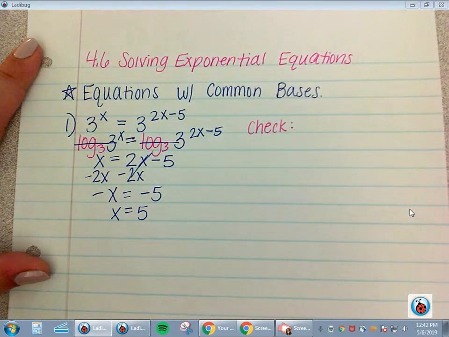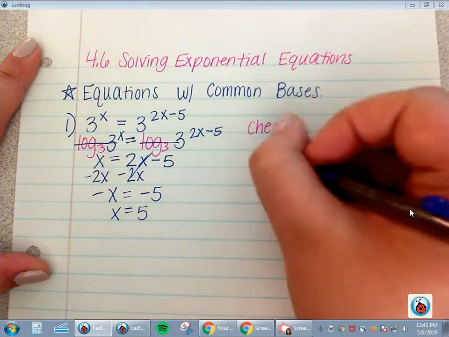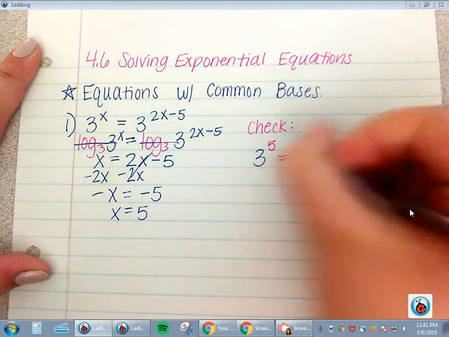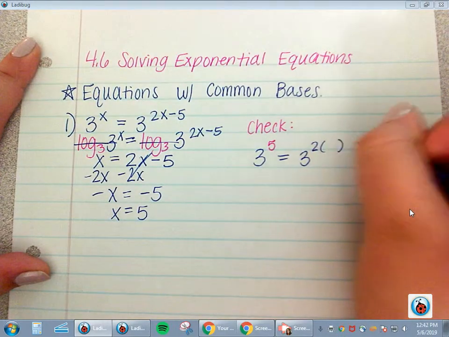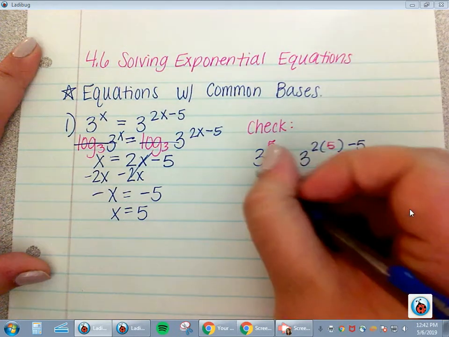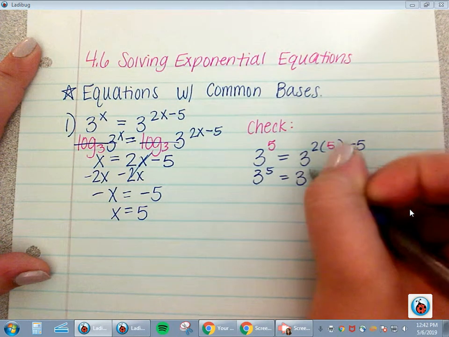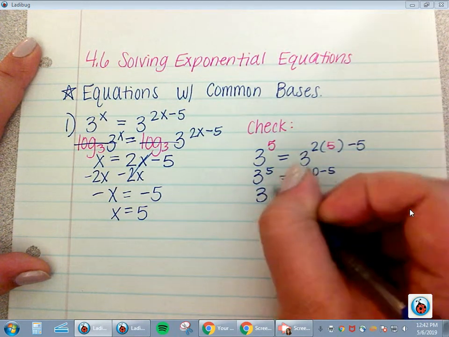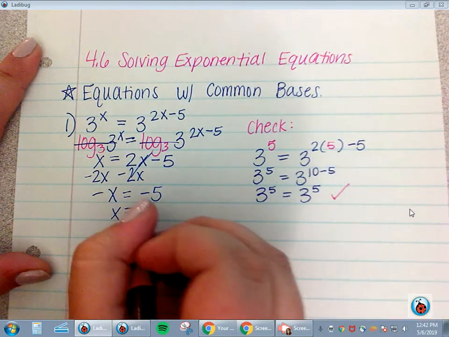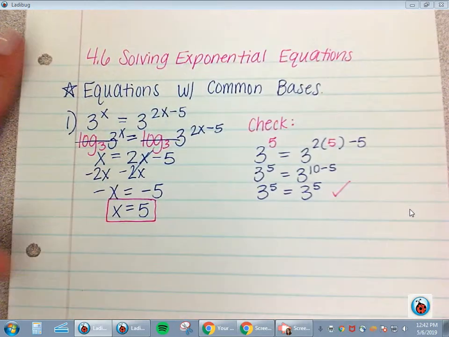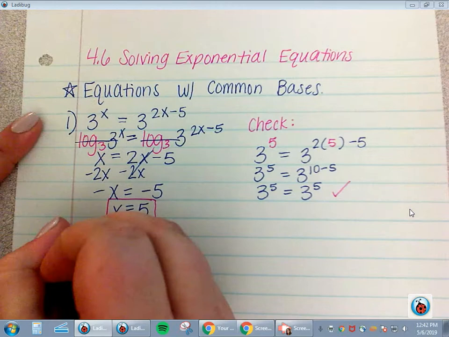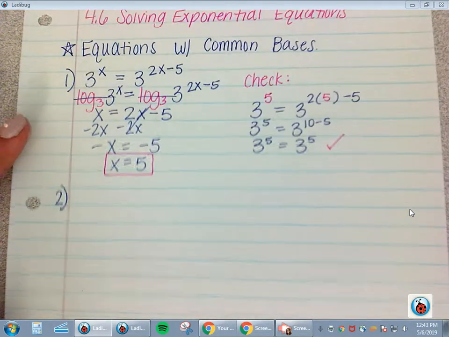Now, we do have to check for extraneous solutions on these. We can plug it into what we originally had. So 3 to the 5th equals 3 to the 2 times 5 minus 5. When we check, we've got 3 to the 5th equals 3 to the 10 minus 5, which is 3 to the 5th equals 3 to the 5th. So that checks out, and x equals 5 is truly our answer. Now, sometimes it doesn't work out nicely, so we do have to check for extraneous solutions.